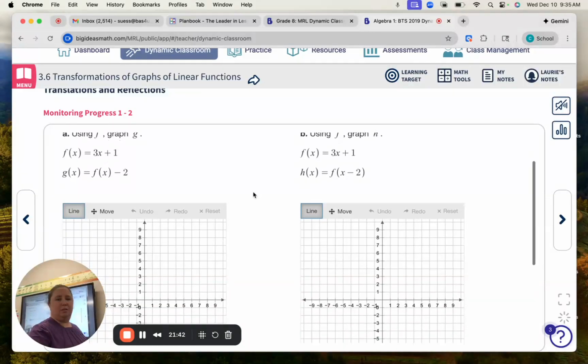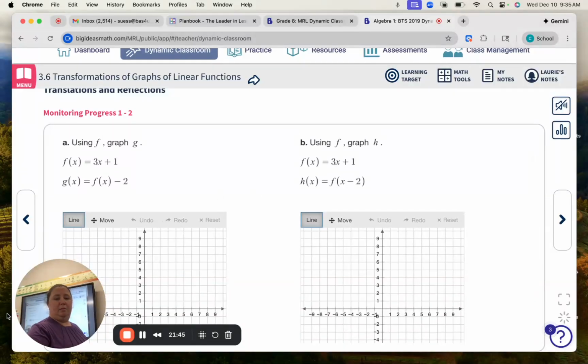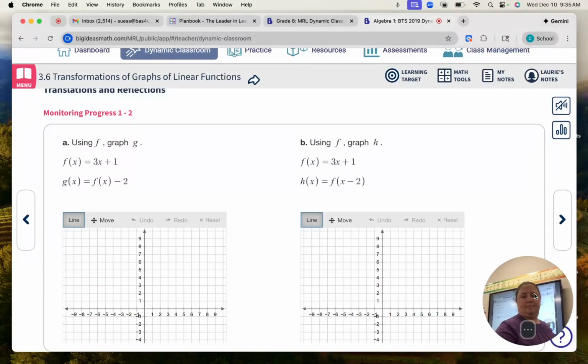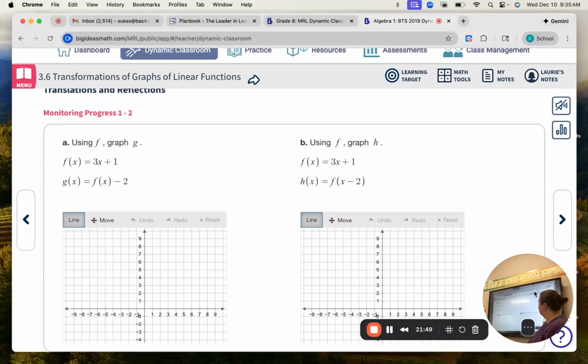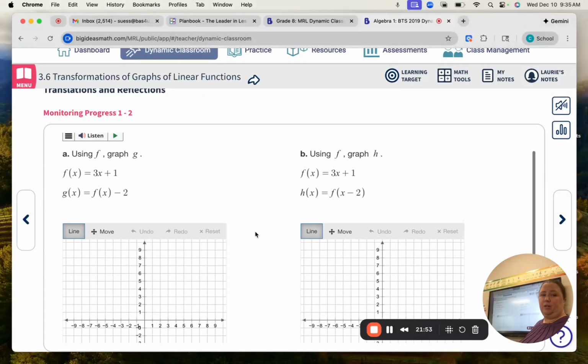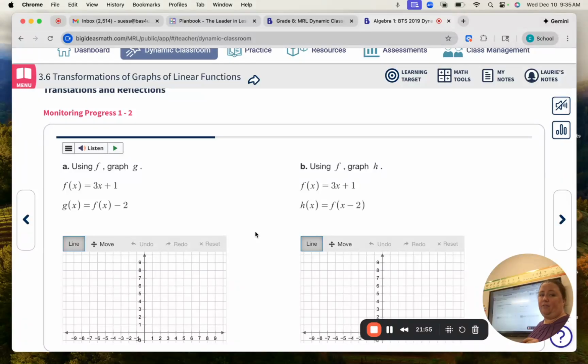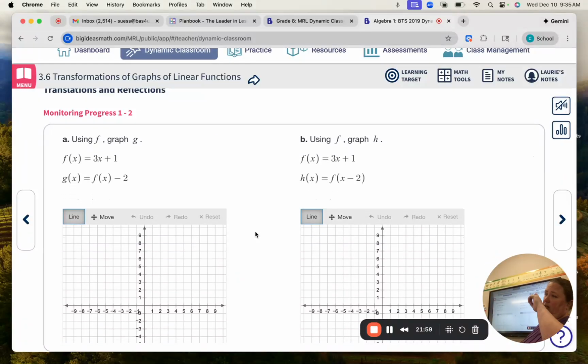All right. So I'm going to go over monitoring progress 1 and possibly 2 with you guys. It's the same, guys. On the computer it says using f graph g. So we're only graphing one line, but I'm going to demonstrate the first line and then clear it, and then we'll put the second line.